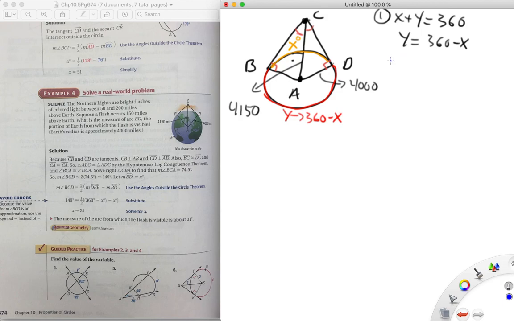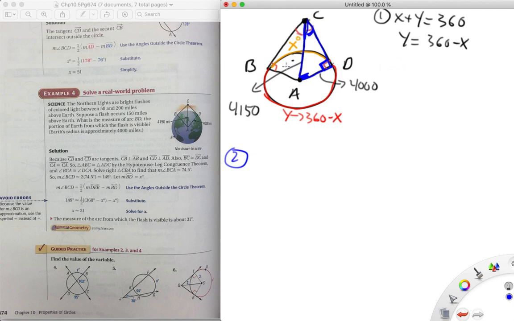Step number two, let's put 2 down here. Look at this triangle right here. It is a right triangle, and I have 2 of the sides defined. I have the hypotenuse, because it's opposite the 90-degree angle, which is 4,150, and I have this leg right here, which is the radius of the Earth, which is 4,000. And I want to find this angle for right now.